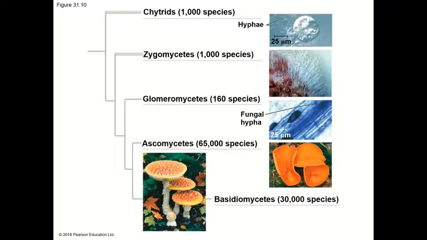Okay, so the four groups of fungi are the zygomycetes or the zygomycota with 1,000 species. Then we have the glomeromycetes, and then the ascomycetes, which has the most number of species, and the ever so familiar basidiomycetes, where our mushrooms belong to.